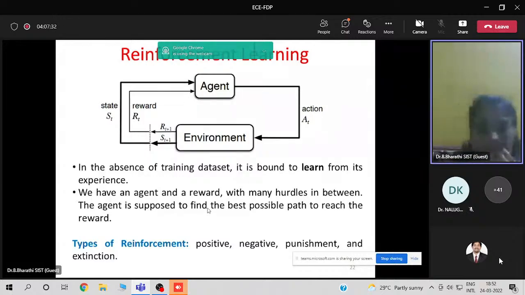Punishment is when, sometimes by mistake, the child presses the power off button and does not know how to put it on. This is called a punishment feedback. The second or third time the child uses the remote, it will be very sure that it never presses the power button. This is also a learning that the child learns.